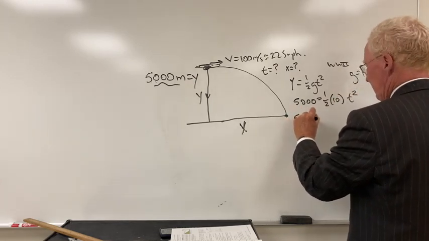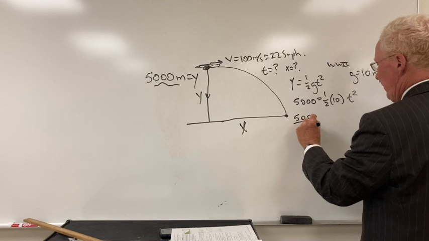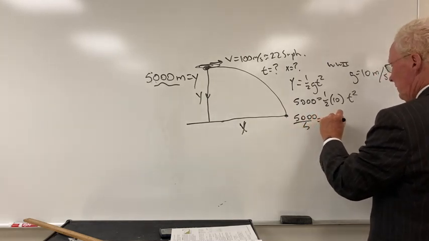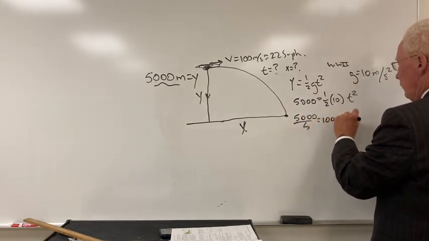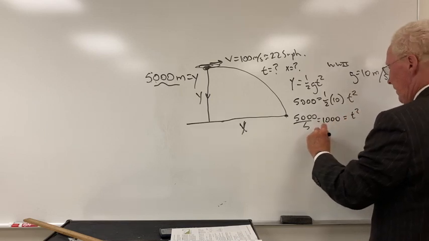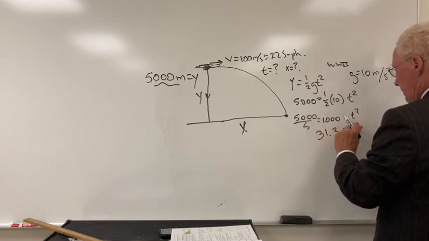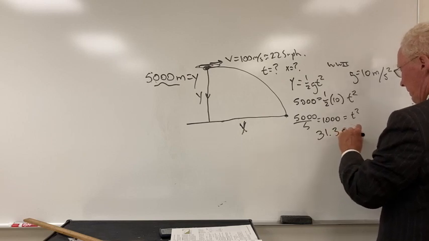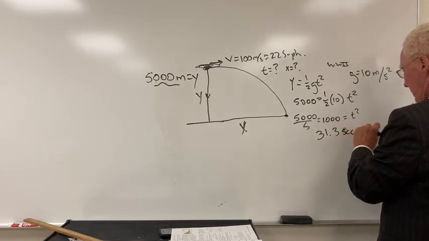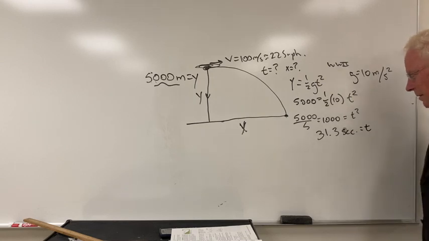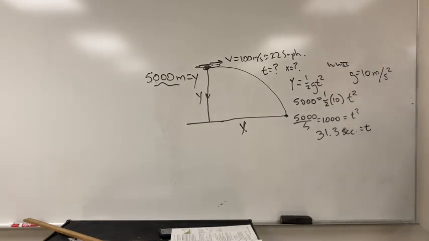That's 5,000 divided by 5, which is 1,000, equals t squared. So t is about 31.3 seconds. Which is quite a long time, you know, half a minute for it to fall that far. All right, so that's how long it would take for it to fall.